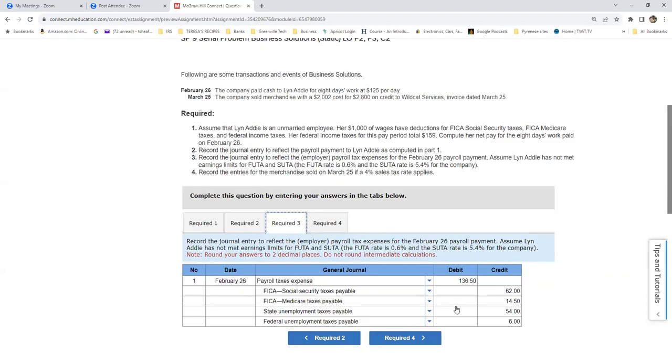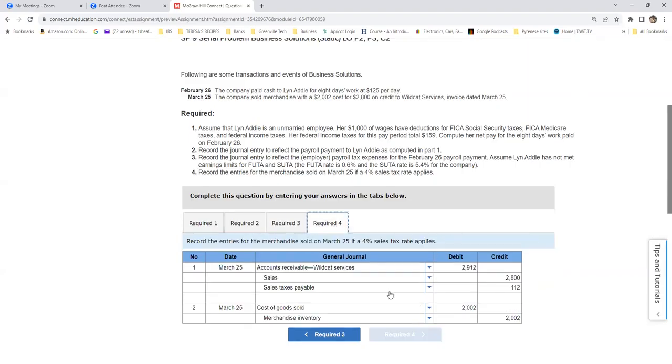This is the employer side. All right, so you should be knowledgeable on how to do that by now. And then finally, recording the sales transaction and showing how you record it with the sales tax payable.